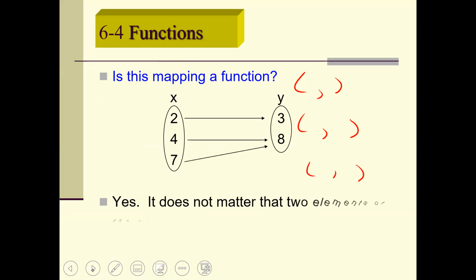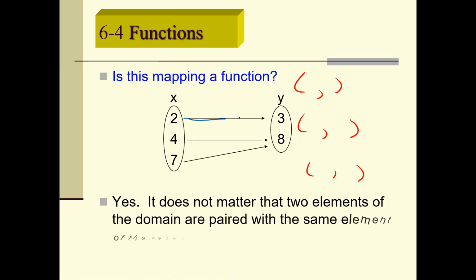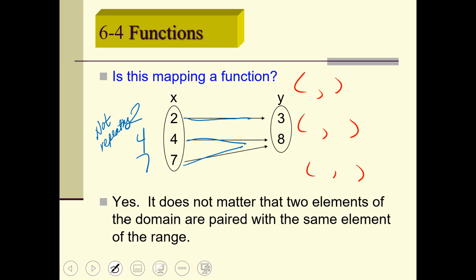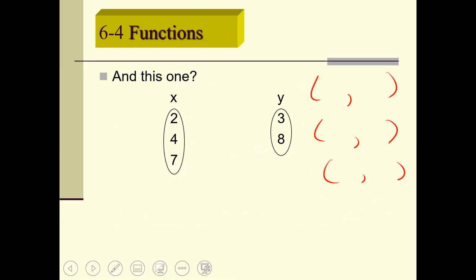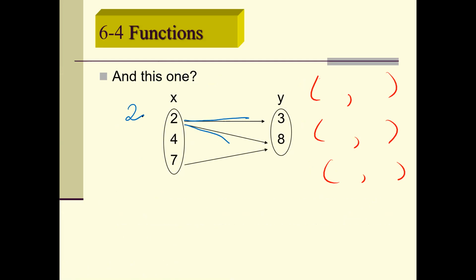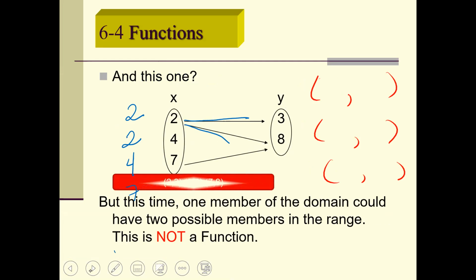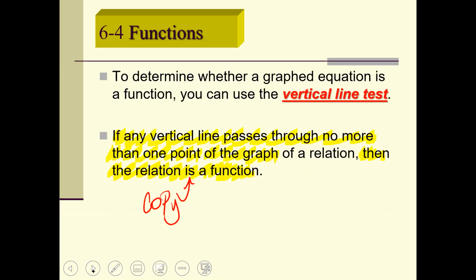In terms of mapping, looking at this mapping with the lines, is this one a function? Yes, because your domains are 2, 4, and 7, and it is not repeating. What about this one? This one, you have 2 used twice. So your domains have two 2s. So in this case, it is repeating, and it is not a function.